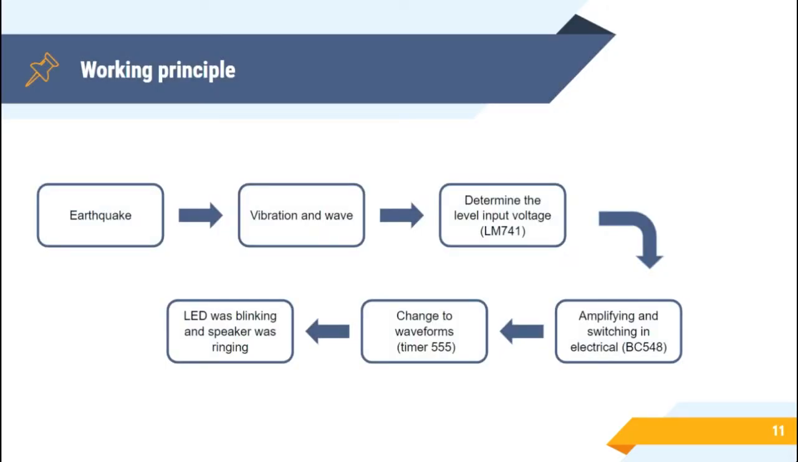This is the working principle of our project. First of all, as we know, when the earthquake happens, it will release a vibration and wave. Then the vibration and wave will go into the LM741 to determine the level of input voltage, then flow to the BC548 for amplifying and switching in electrical, then change to waveforms at timer 555. Then it will go to the output, which is the LED and speaker.